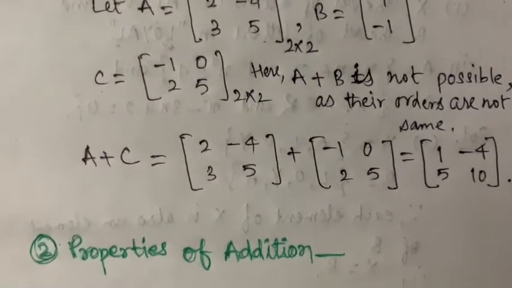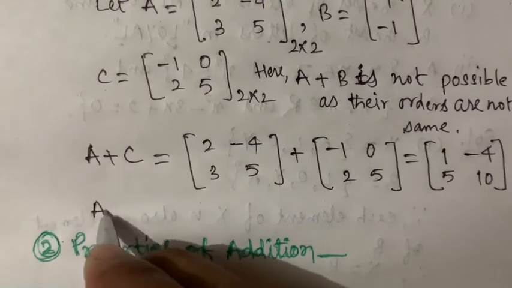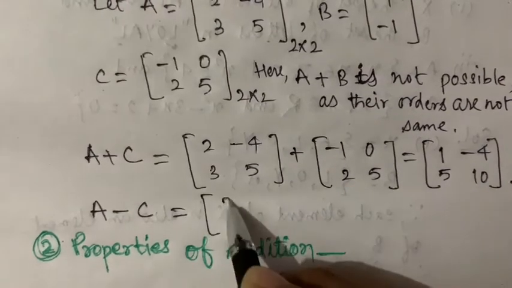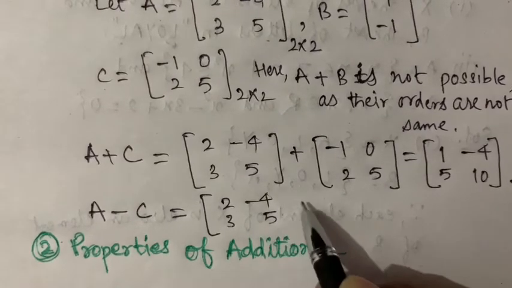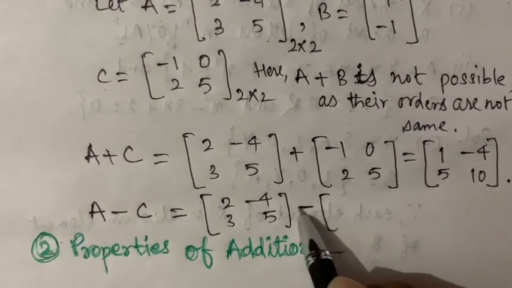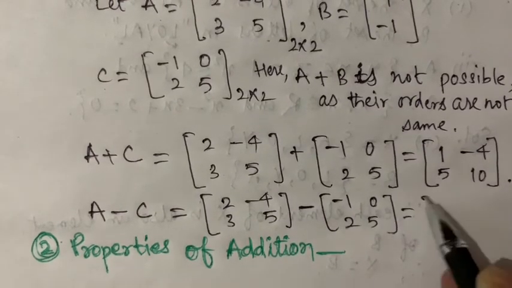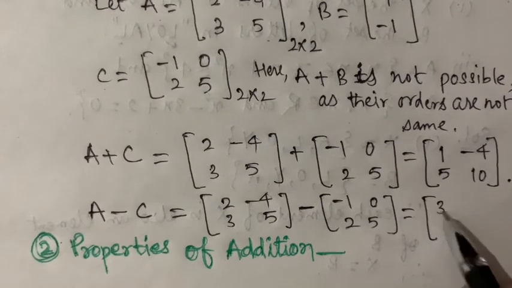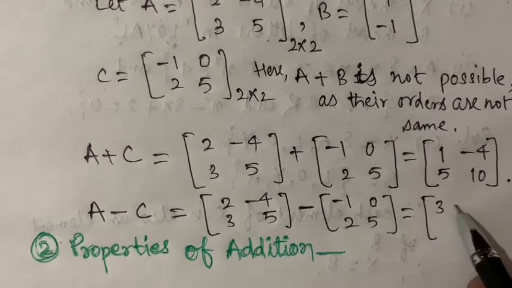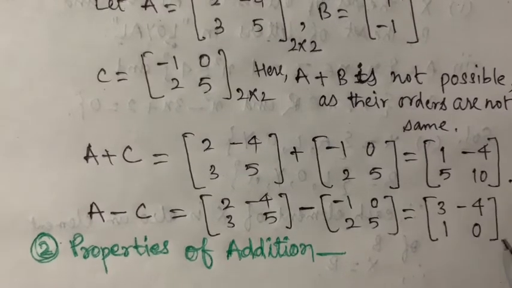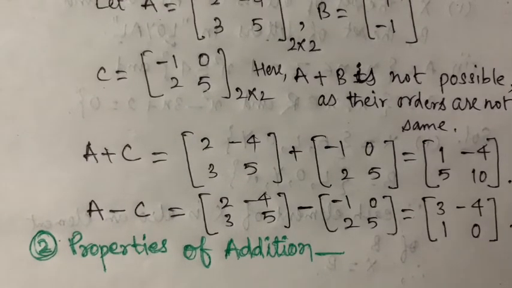In subtraction, how do we go? We go like A minus C. That means for subtraction also we must have same order, because we will do the same thing here, like 2, 3, minus 4, 5, minus will be in between them, minus 1, 0, 2, 5. Now we will subtract the corresponding elements to obtain 2 plus 1, 3, minus 4 minus 0, it is minus 4, 3 minus 2 is 1, 5 minus 5 is 0. So we have obtained the subtraction of two matrices.